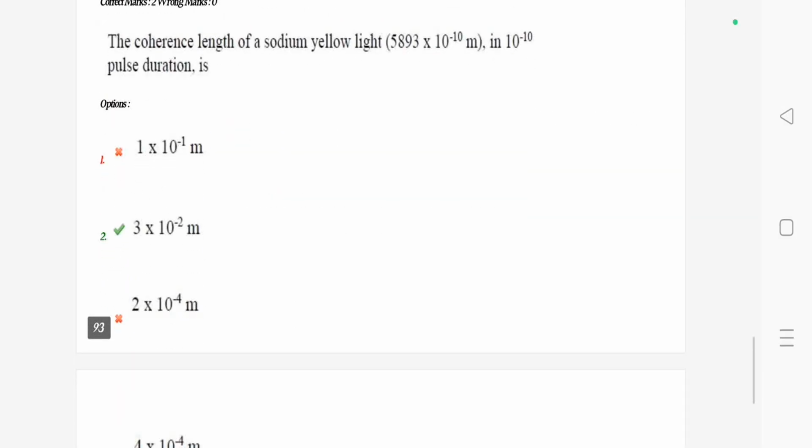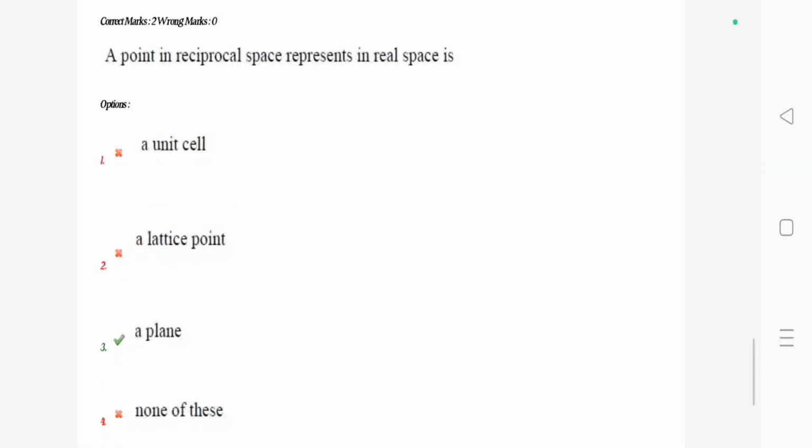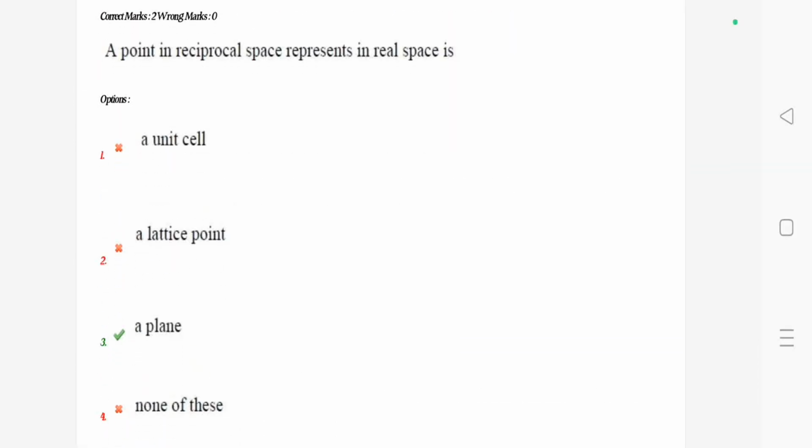The coherence length of sodium yellow light with pulse duration 3 into 10 to the power of minus 10 is 10 to the power of minus 2 meter. I explained in video. A point in reciprocal space represents in real space a plane.